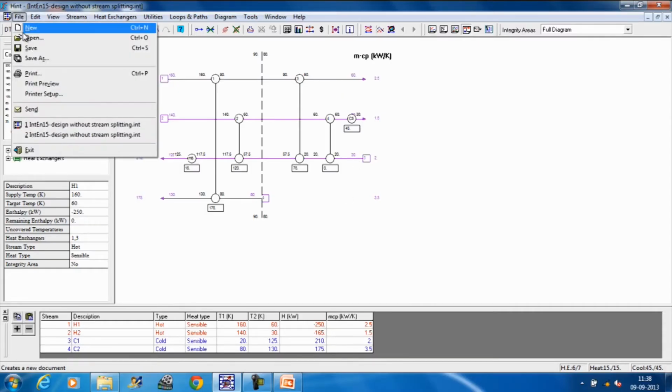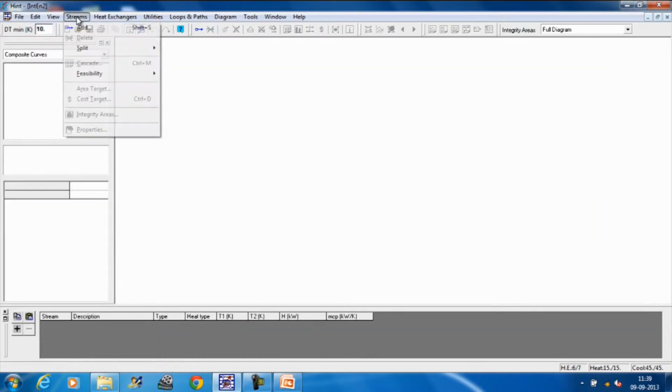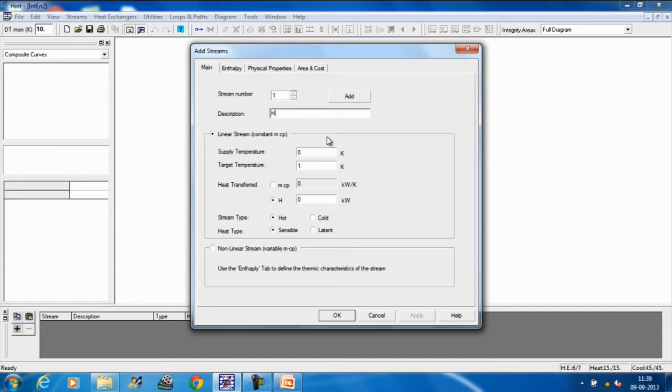So, we start a new problem. We add stream H1, the supply temperature is 160, the target temperature is 60, and MCP is 2.5. This is necessary to start the problem from the beginning, because then only we will be able to show the concept of remaining problem analysis. H2: 140, 30, and this is 1.5.